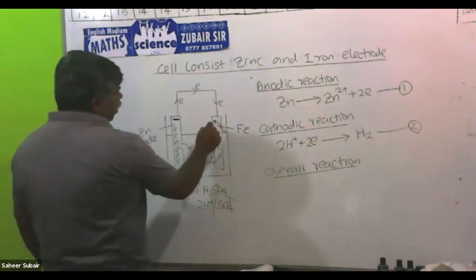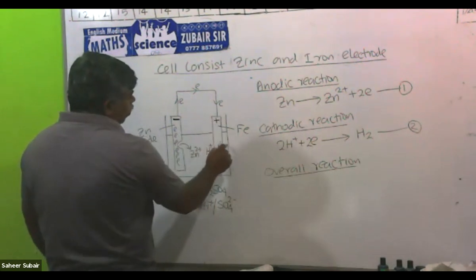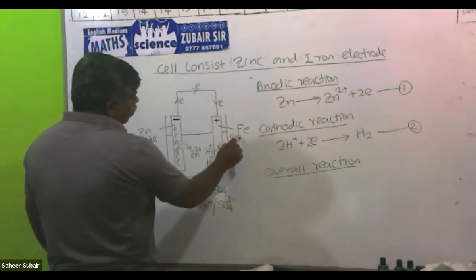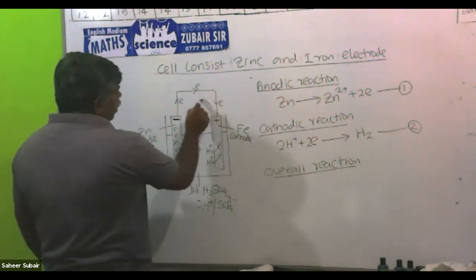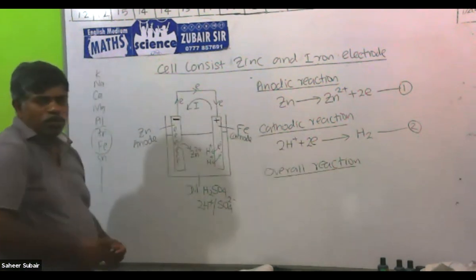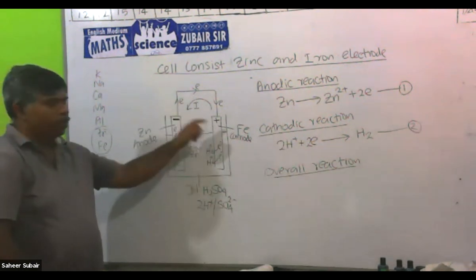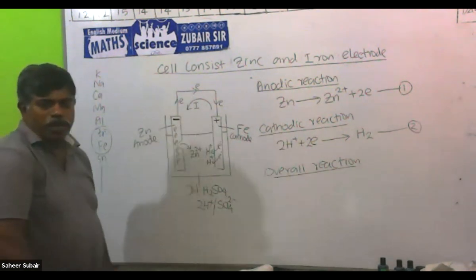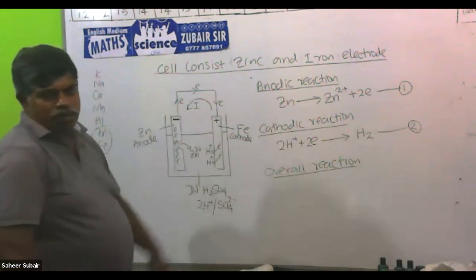Then here electrons settle, that is the positive that attracts the electron. Here it is called cathode. Current is opposite to the movement of the electron. So when they ask you to write the direction of the electron flow, zinc to iron. When they ask you to write the direction of the current, iron to zinc.